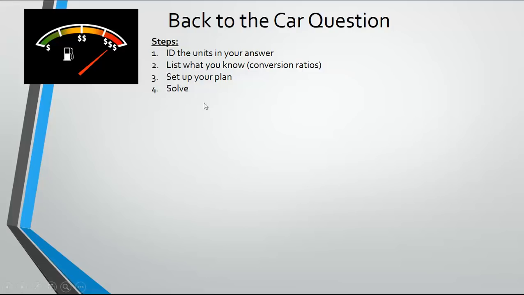Even if you're doing the penny and the dollar thing, I still want to see these steps on your paper when you're solving for dimensional analysis. So here's how we're going to do this. The very first step is ID the units in your answer. We want to end with dollars. So I'm going to put that all the way on the right side of my page, and I'm just going to leave a blank. I don't know how many dollars this is going to equal yet, but I know my unit I'm going to end in is dollars.